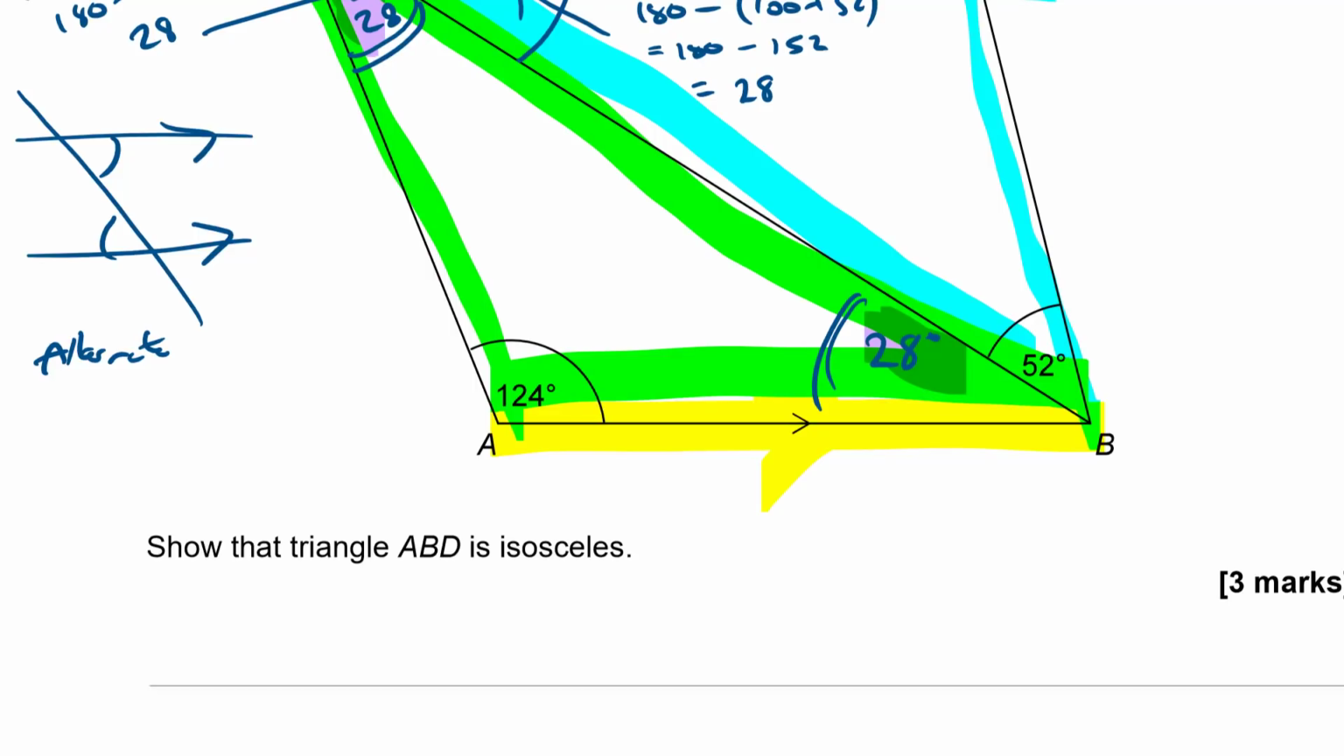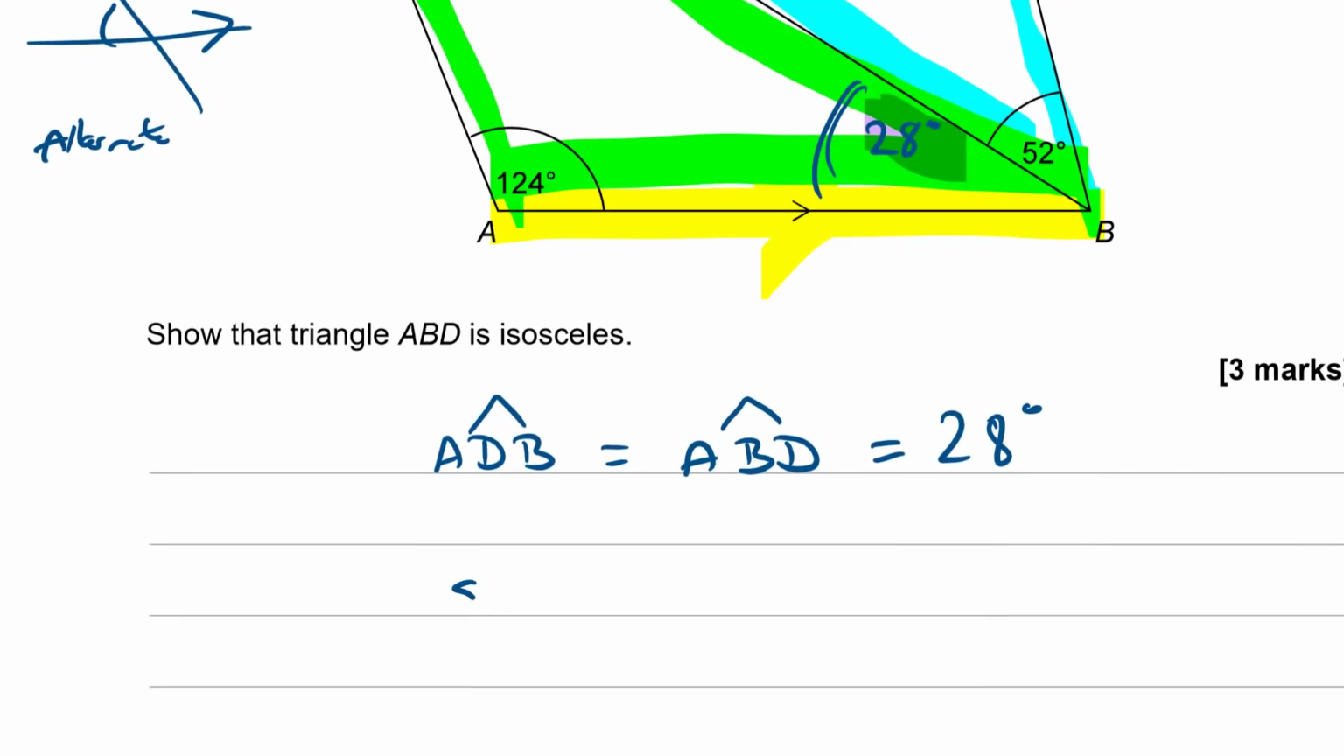So we can say that angle ADB is equal to angle ABD, and that's equal to 28 degrees. So triangle ABD is isosceles. Okay, done.